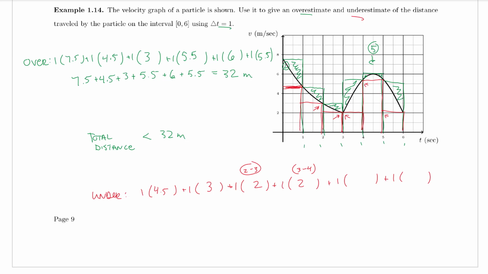Looks like the minimum of this 4 to 5 rectangle is at 5.5, and then the minimum of this 5 to 6 rectangle is at 2. So we get 4.5 plus 3 plus 2 plus 2 plus 5.5 plus 2. When we add those all together, we get that 19 meters is our underestimate. So the total distance is at least 19 meters.